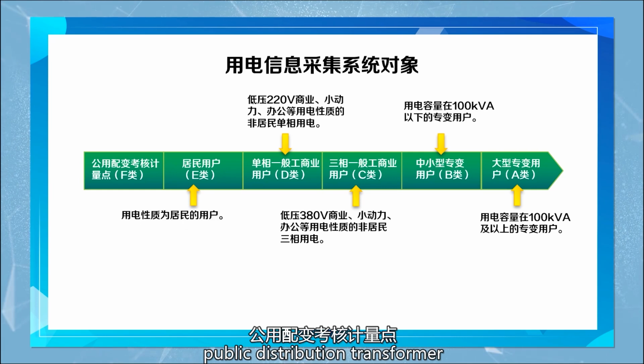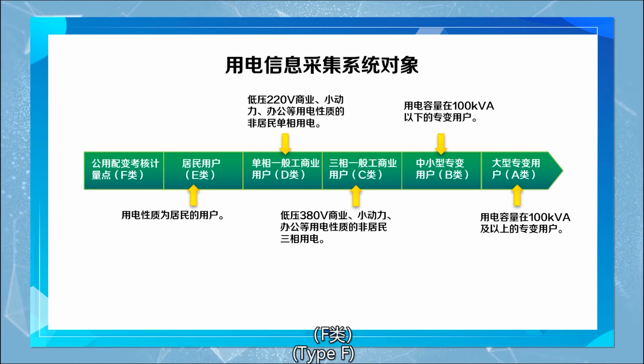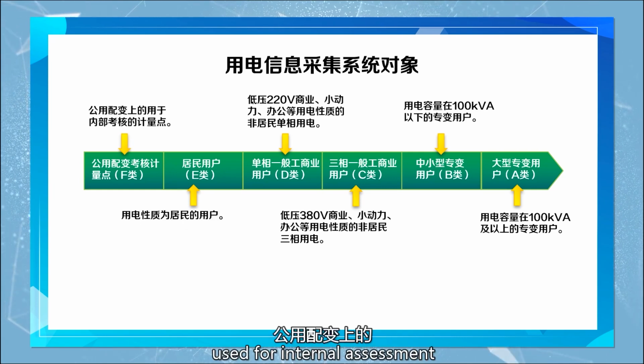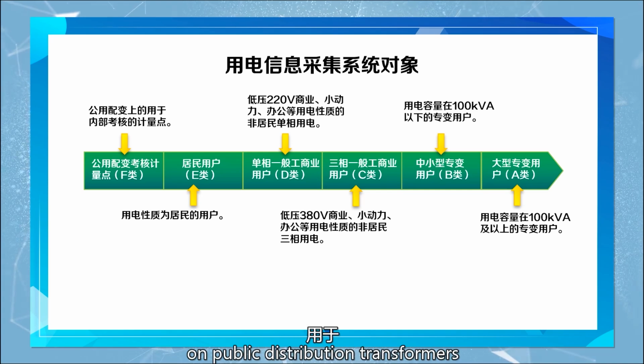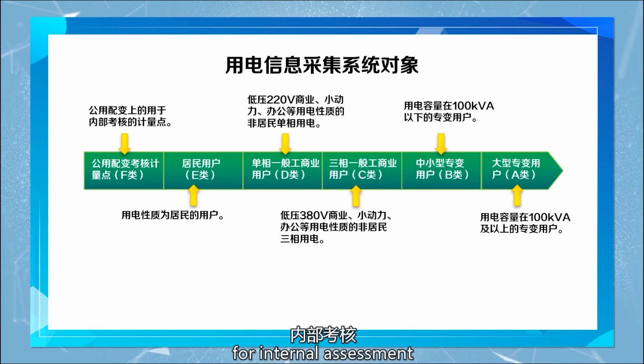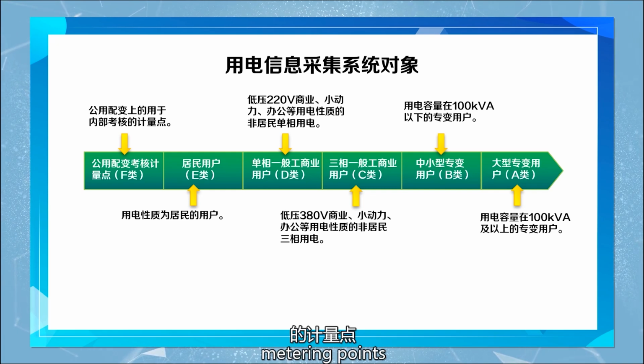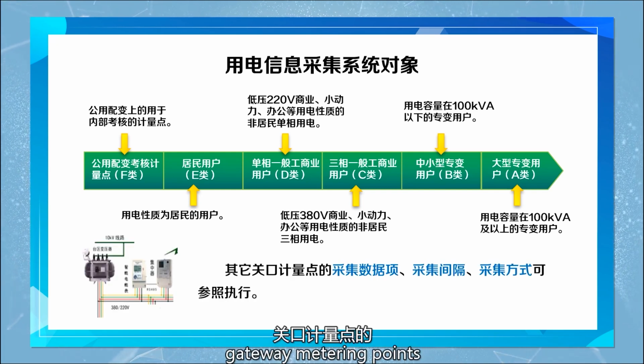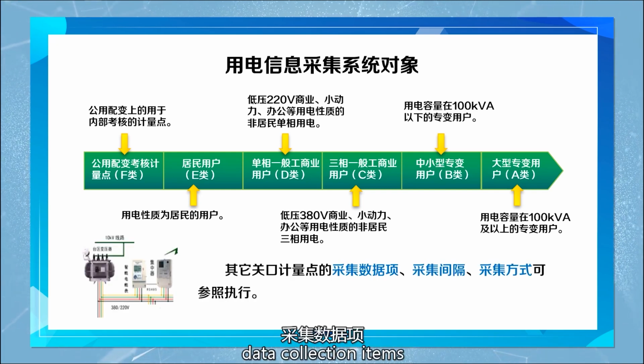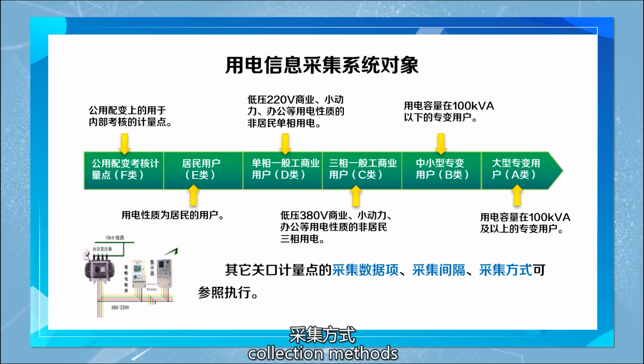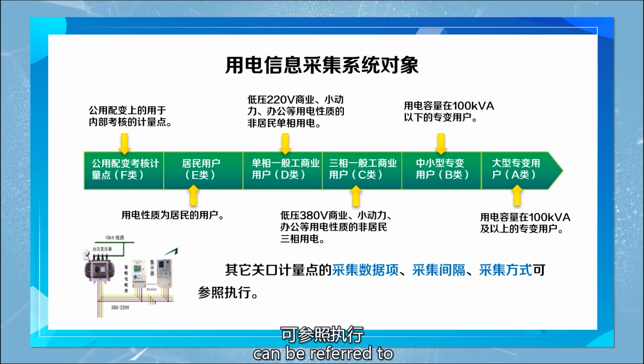Public distribution transformer assessment metering points are type F, used for internal assessment, on public distribution transformers, along with other gateway metering points. Data collection items, collection intervals, and collection methods can be referred to.